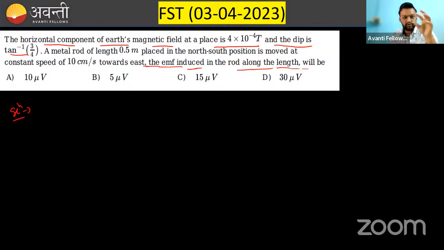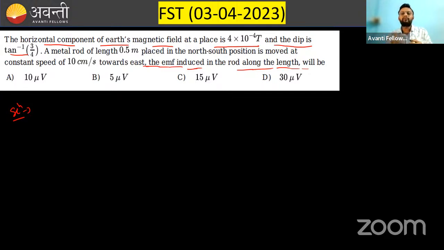Make the question fit in your mind. What's happening here? Look at me. Generally, the direction of Earth's magnetic field is from south to north. Let's suppose I'm sitting here and in front of me there is north direction and back side of me is south direction. So magnetic field is coming from south to north like in this way. Clear? The direction of magnetic field is from south to north.